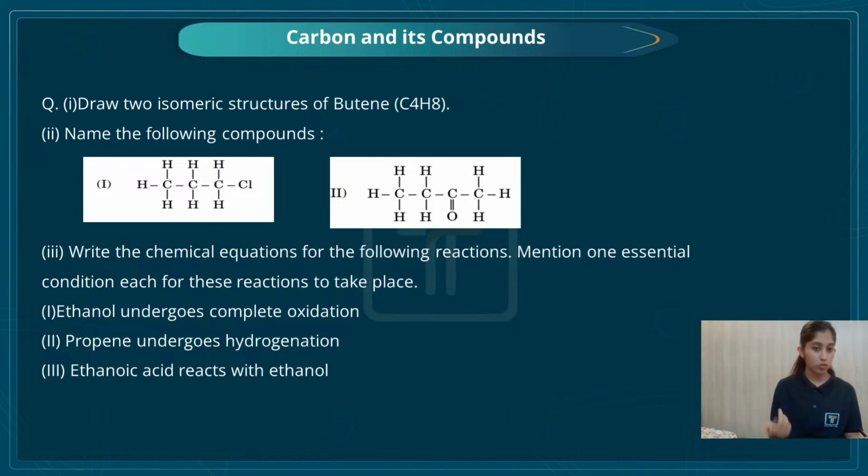First, ethanol undergoes complete oxidation. Fine. Propene undergoes hydrogenation. Okay. Ethanoic acid reacts with ethanol. Now, students, please pay attention. This is a 5-mark question. This question has parts. Give the answer of each and every part. Please don't be in a hurry while solving a 5-mark question.